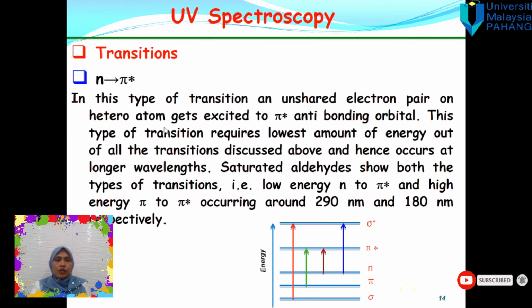Next, the last one is the n to anti-pi. When the unsaturated compound has a heteroatom like oxygen, nitrogen, or halogen, this electronic transition is the lowest energy, and this will have the higher wavelength number. For example, an unsaturated aldehyde has a heteroatom, which is C double bond O, and itself has C double bond, meaning there is a transition between n to anti-pi and pi to anti-pi. So it has two lambda max, the lowest energy, the longer wavelength, 290. This represents the n to anti-pi, and this represents the pi to anti-pi.